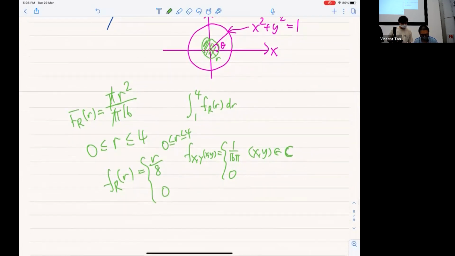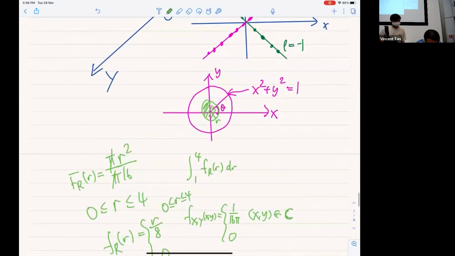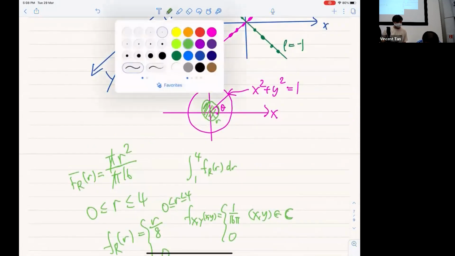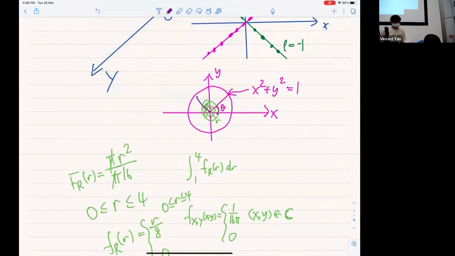Yeah, because each point would be more likely. If this is uniform, then as you go out, the outside is more likely, because there's more area there. Inside here is less likely, right?